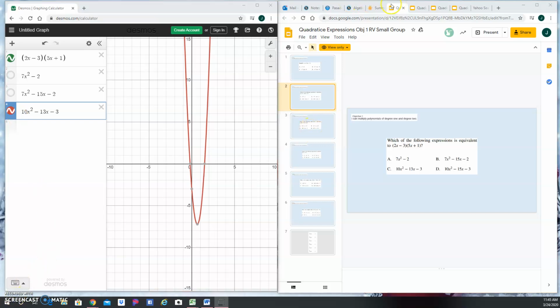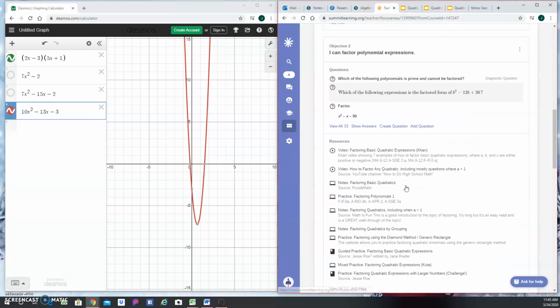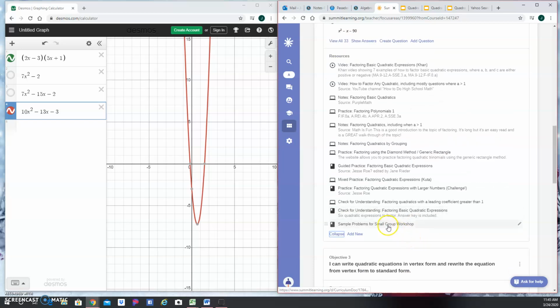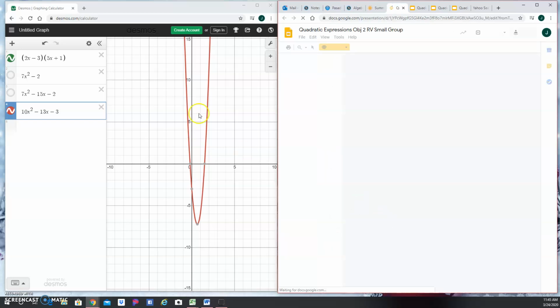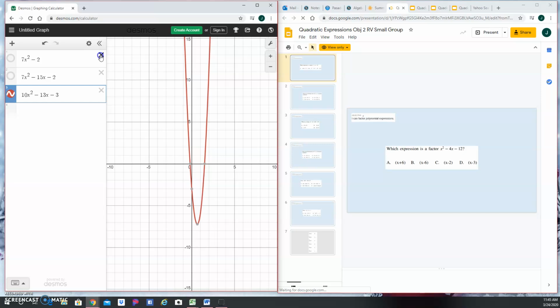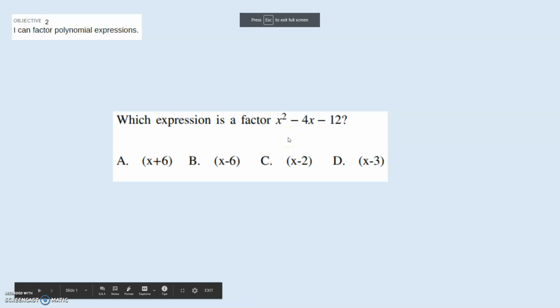Okay, let's continue on and go to objective number 2. Let us open a small group workshop problems examples. And this objective says that I can factor polynomial expressions. So let us go ahead and answer this problem. It says, which expression is a factor of x squared minus 4x minus 12?